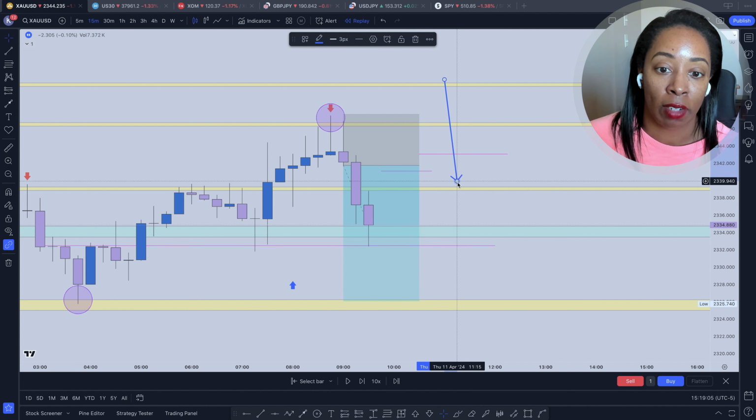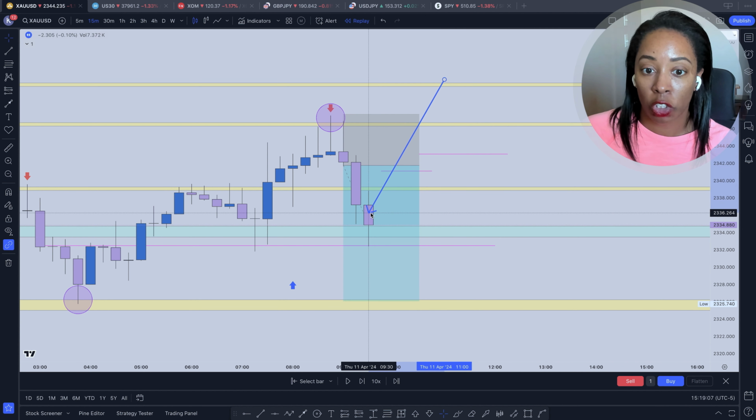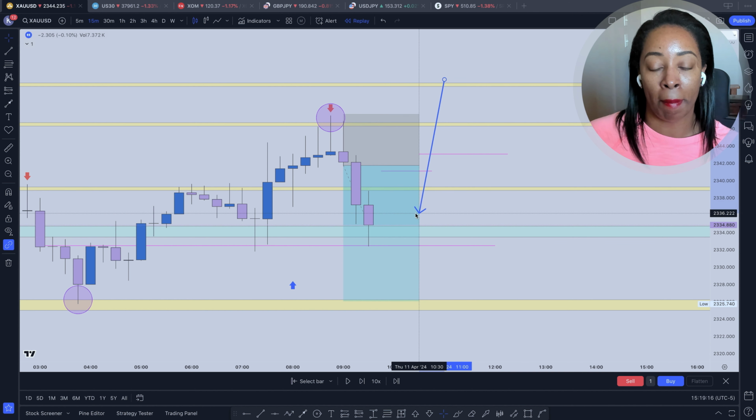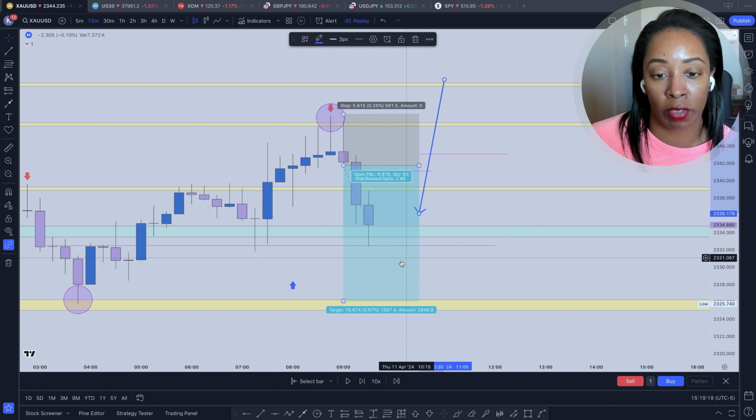So price came down again. I remember taking a little bit more position off the table. I think I took at least 2 lots off here, then took off another, and then had 1 position left because I had 4 lots. And then let's go down.